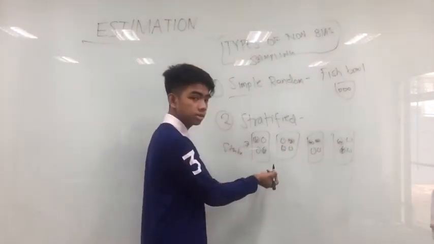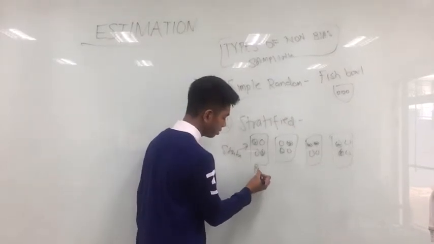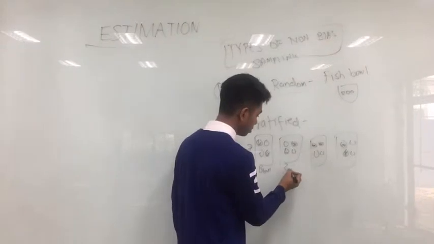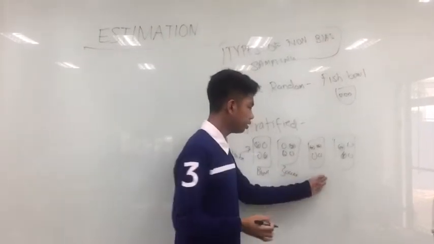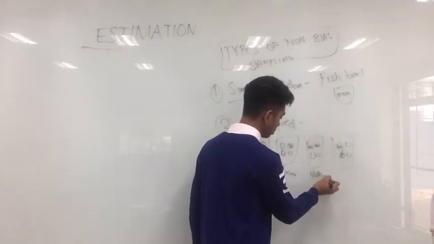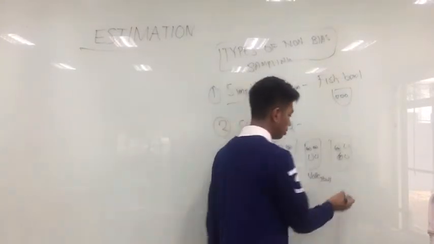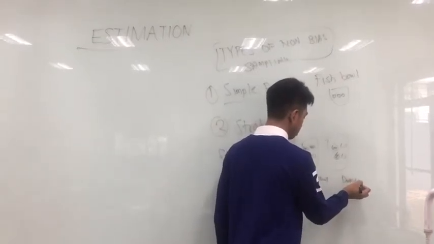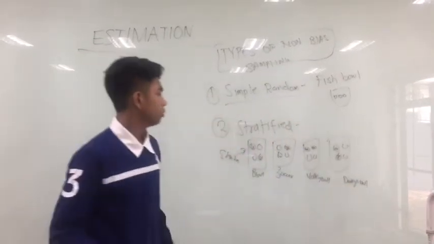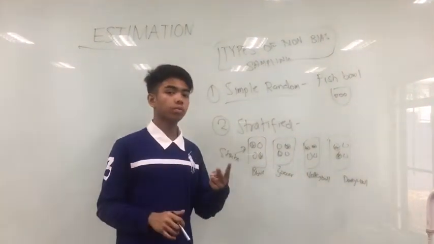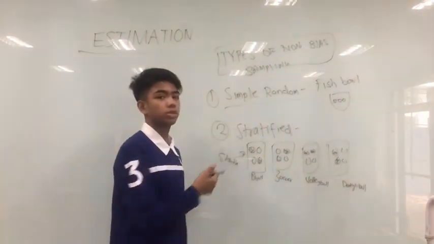For example, this is for basketball players, soccer players, volleyball, and dodgeball. We will separate it into 4 different parts and choose 2 from each of those parts, and those are called strata.